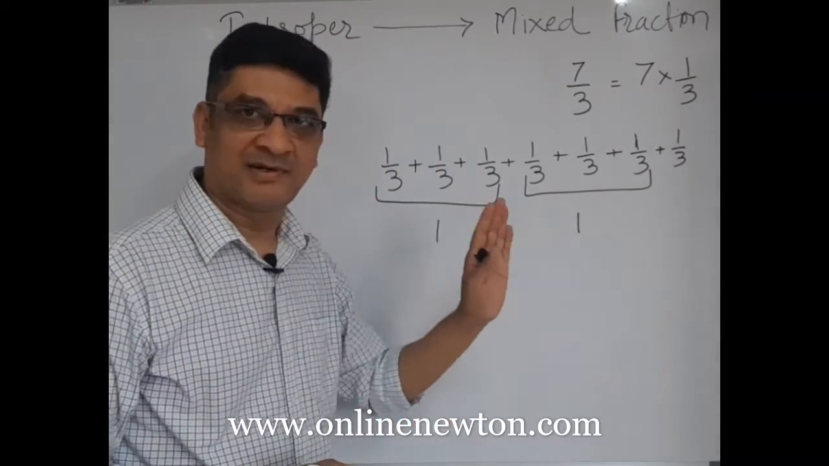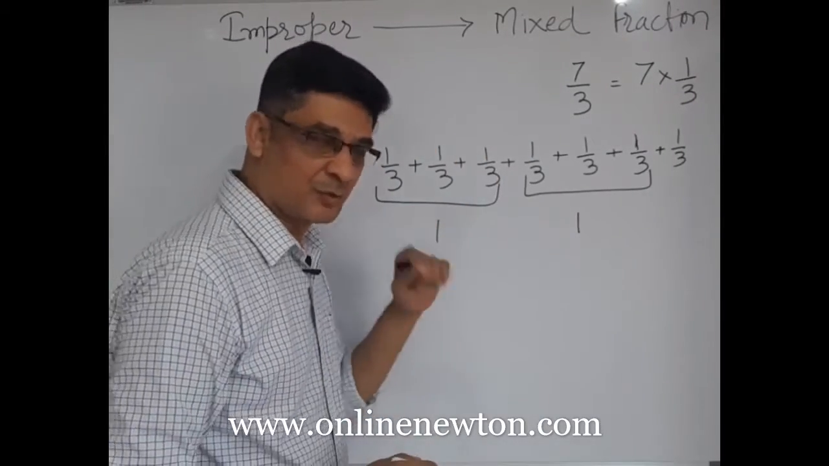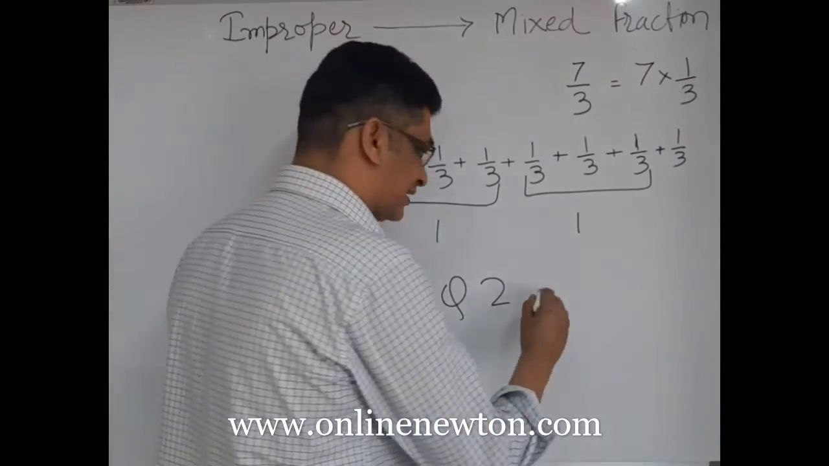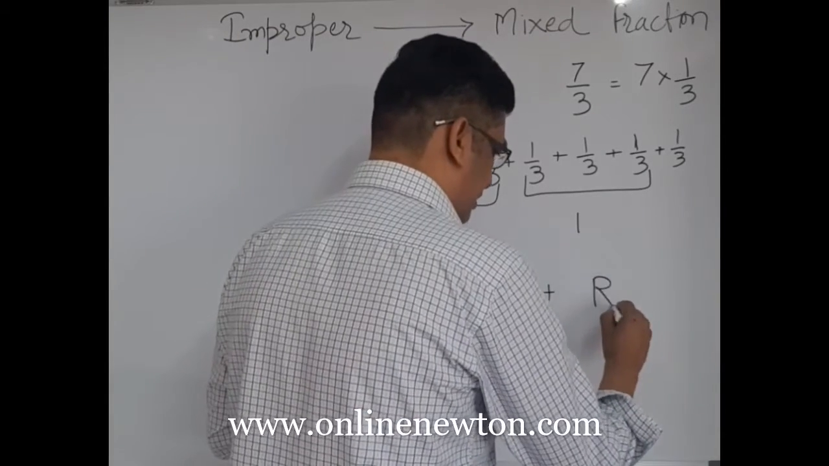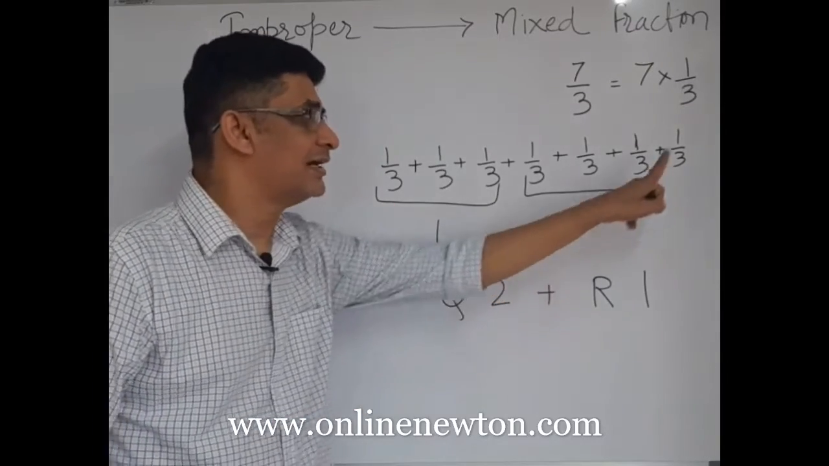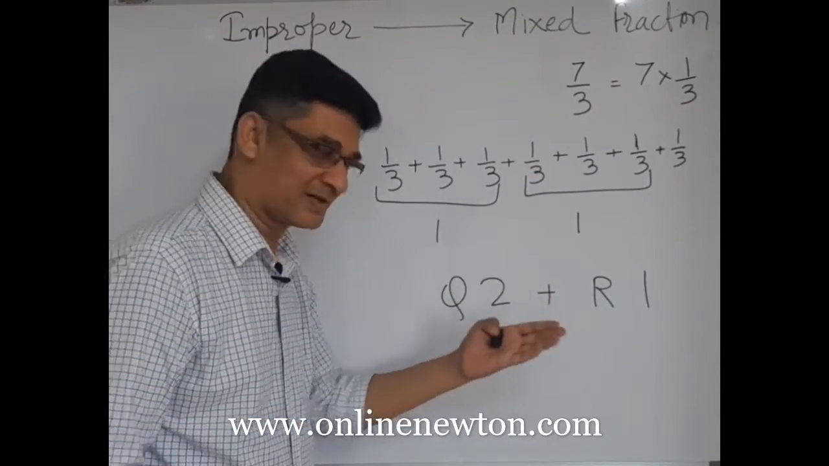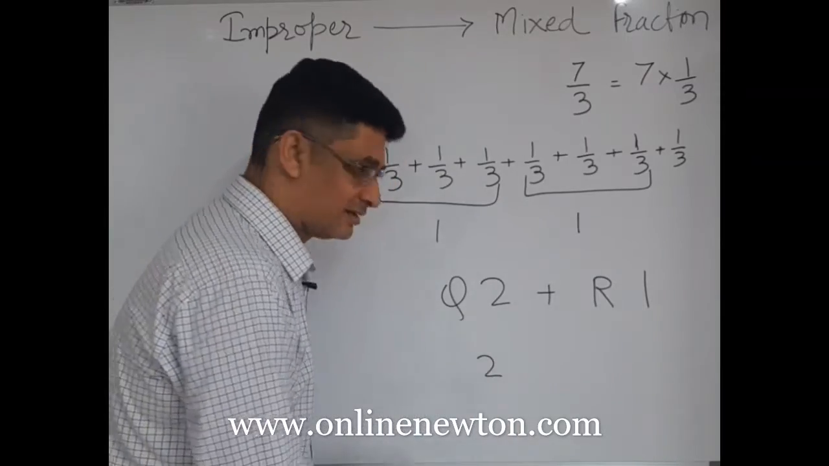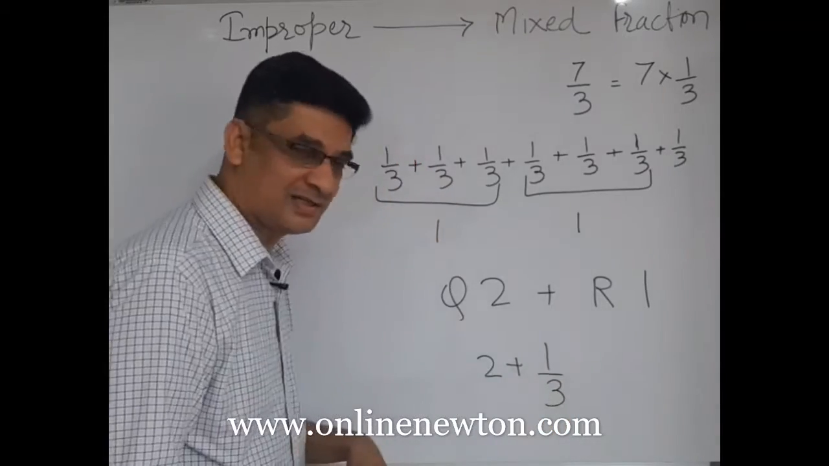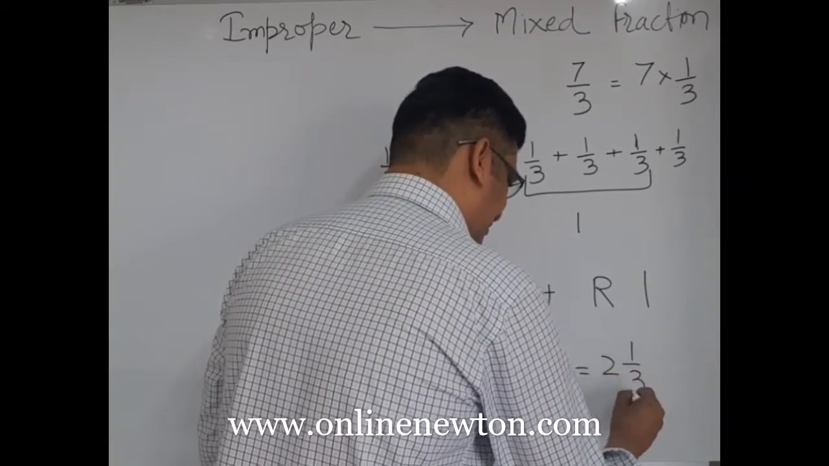So mathematically how do we do it? We divide 7 by 3. When we divide 7 by 3, what we get is 2 as quotient, and we get 1 as remainder. See, this is 2 and this is 1. So 1 as remainder when we divide 7 by 3, and this is how we represent it: 2 quotient plus the remainder, which we divide by 3, and this 2 plus 1 by 3 will be represented as 2 integer 1 by 3.